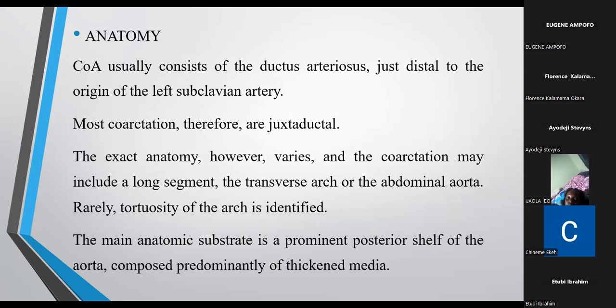The coarctation usually occurs at the ductus arteriosus, just distal to the origin of the left subclavian artery. Most coarctations are usually juxtaductal. The exact anatomy, however, varies, and the coarctation may involve a long segment, the transverse arch, or the abdominal aorta. Rarely, tortuosity of the arch is identified, and the main anatomical substrate is a prominent posterior shelf of the aorta, composed predominantly of thickened media.